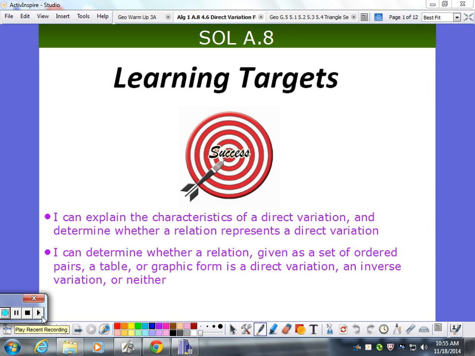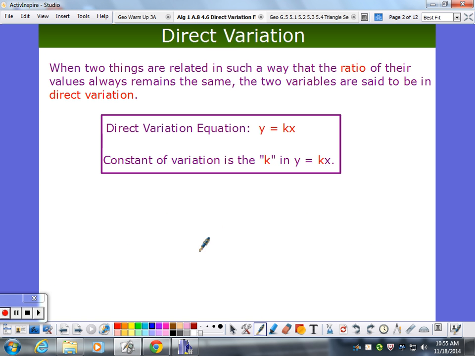Let's look at direct variation. It's an application of linear equations. In direct variation, two things are related in such a way that the ratio of their values always remains the same. The two variables are said to be in a direct variation. Direct variation equations look like y equals kx. K represents a number, a number I don't know, and it has a special name, the constant of variation.